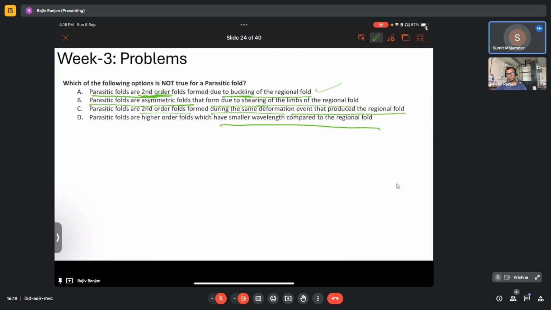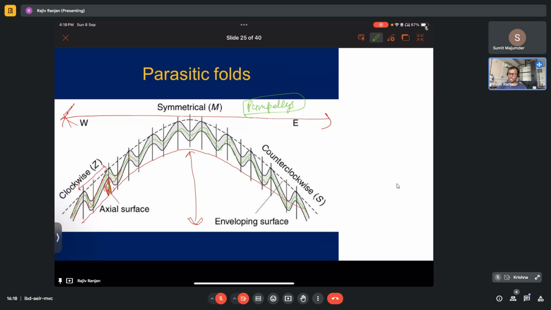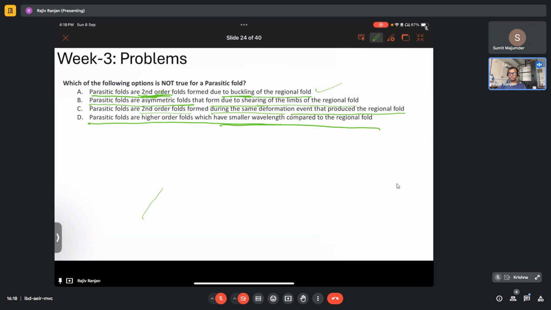Because of their wavelength. I'm talking about the parasitic folds being higher orders which have a smaller wavelength. So I just want to show you which one has smaller and which one has higher wavelength. The lower ones have smaller wavelengths, so the higher order has. Right? The higher order of folds have smaller wavelengths, right?